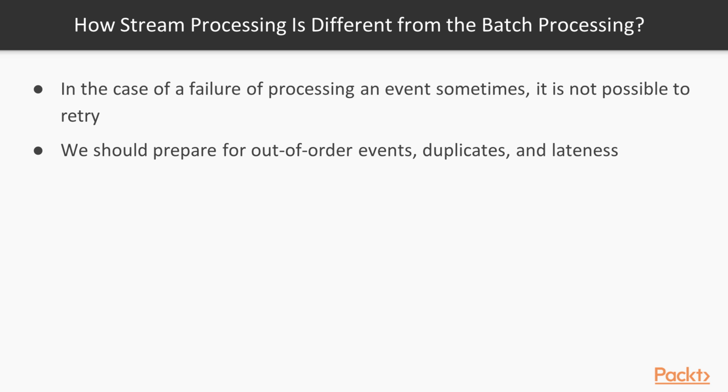In case of failure in processing events, sometimes it's not possible to retry. Sometimes when we fail to process one event, it is better to not pause or abort processing, but keep going with processing arriving events. Only save information that something went wrong while still processing the rest of the events. Failure of one event, if we need to process 100 or 1000 events per second, is not a big issue sometimes. We need to be prepared for out-of-order events, duplicates, and lateness. We can get an event that is even from yesterday.